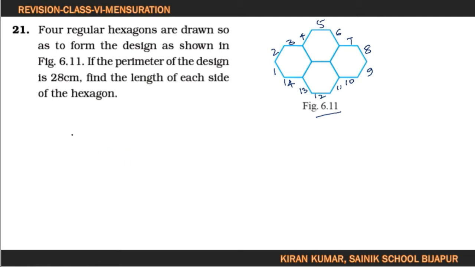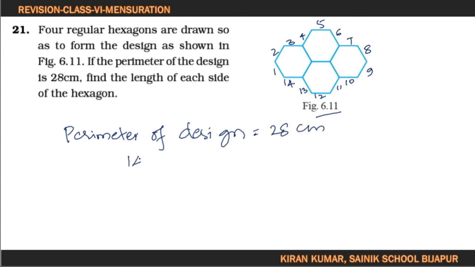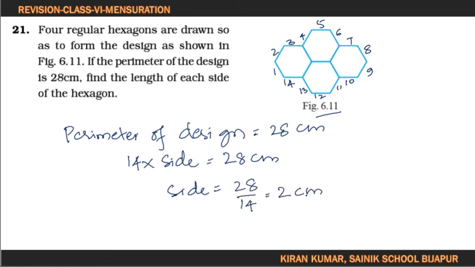So perimeter of design is given. Perimeter of design is 28 centimeter. In this perimeter there are 14 sides. 14 times the side is 28 centimeter. So each side will be 28 upon 14, which will be 2 centimeters. So each side of hexagon is 2 centimeters.